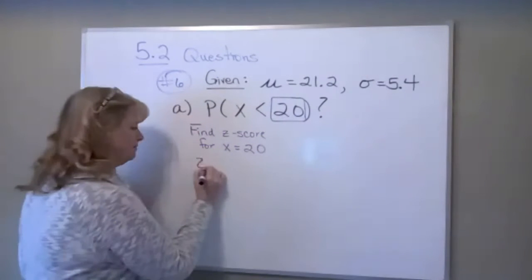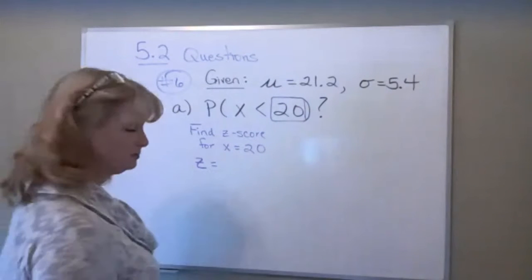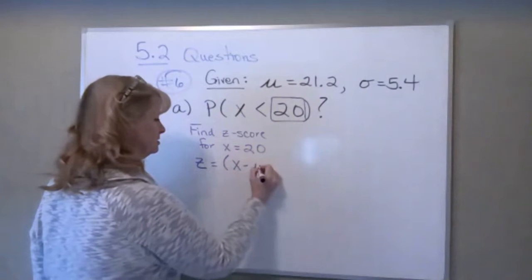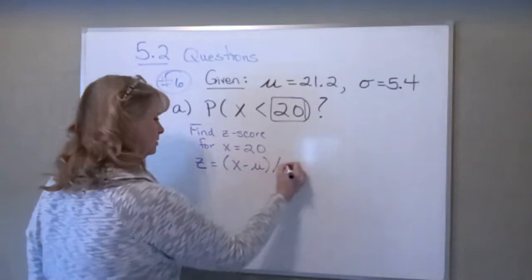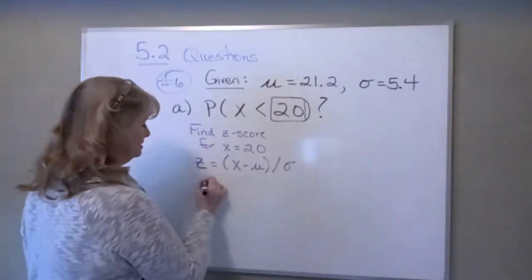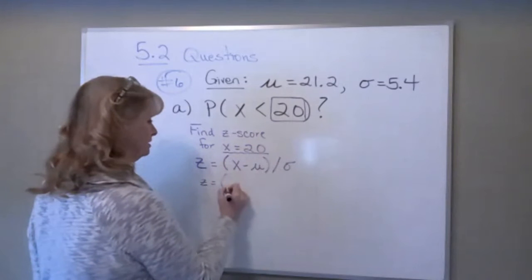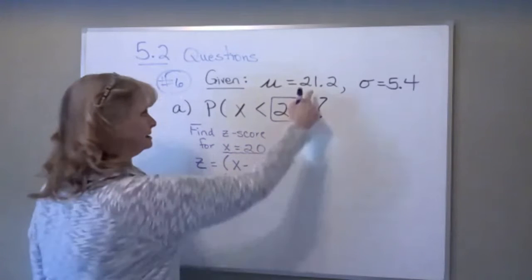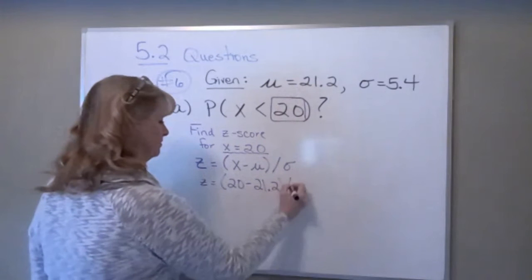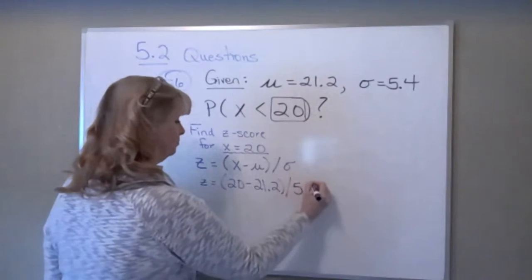So I'm going to write my formula. You might not write the formula every time. You might go ahead and put the numbers in it because we've been doing z-scores for a while. But I'm going to go ahead and write the formula. z is x minus mu divided by sigma. So the z-score for x equal to 20 is going to be 20 minus 21.2 divided by sigma, which was 5.4.